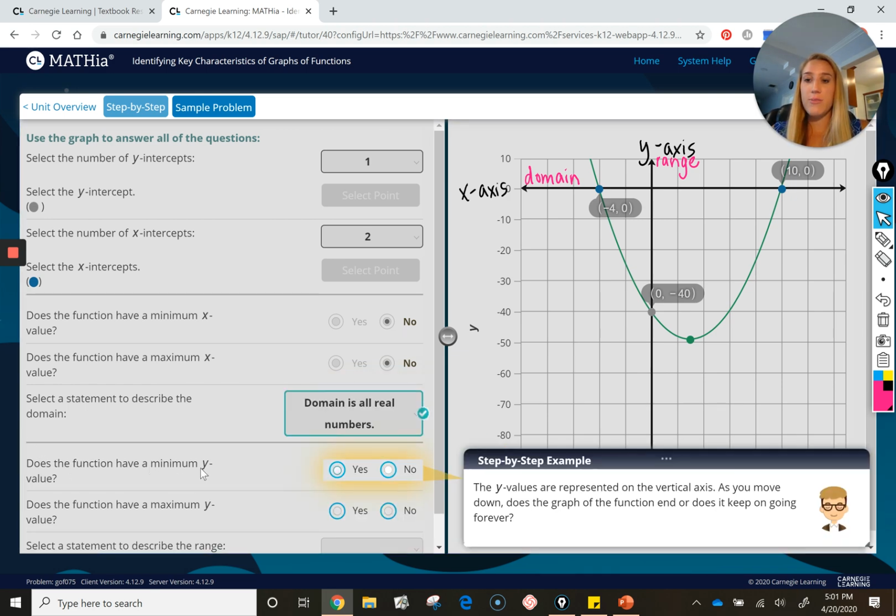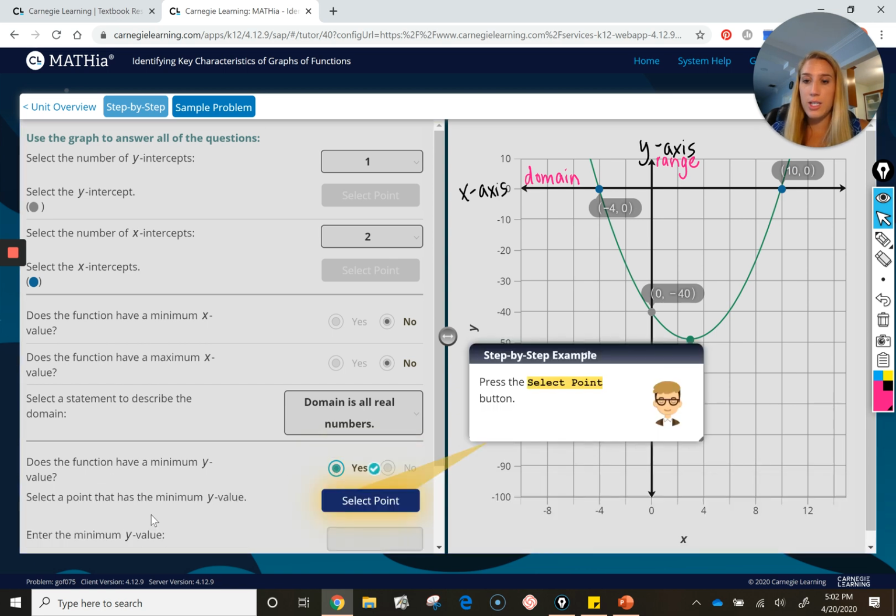Does the function have a minimum y value? The y value is represented on the vertical axis, this axis going up and down. As you move along it, does the graph of the function end, or does it keep going forever? So as I trace downward here, I see this is the lowest point. So there is, in fact, a minimum y value. I would have to select yes.